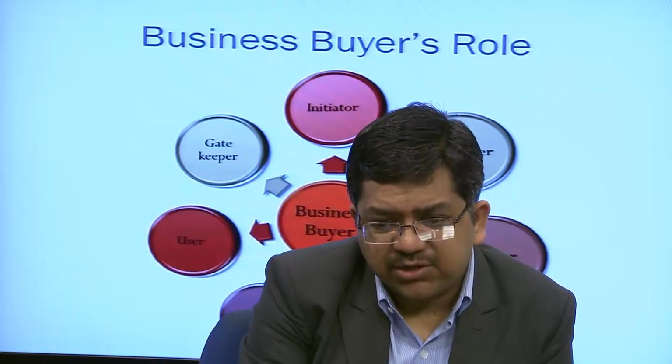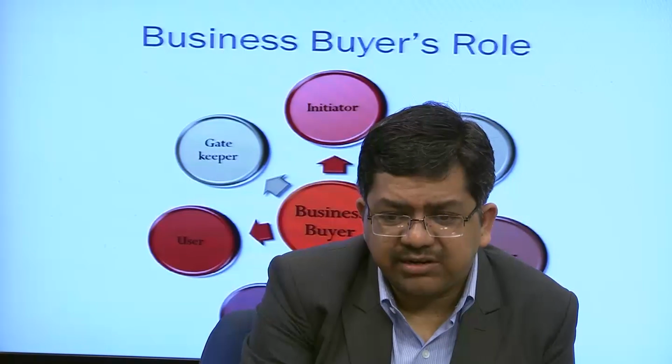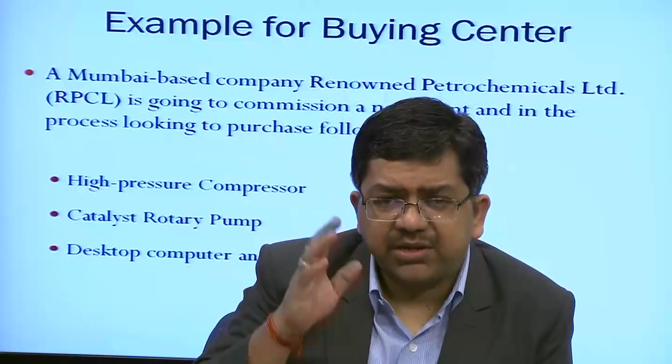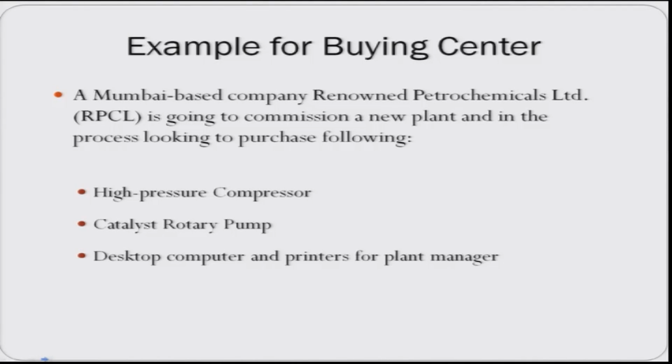So, I have tried to explain this concept of buying center through an example: a hypothetical Mumbai based company, Renowned Petrochemicals Limited, is going to commission a new plant, and in the process is looking to purchase the following equipment and machinery. So, a high pressure compressor, a catalyst rotary pump, and a desktop computer and printers for the plant manager. So, you see they are purchasing equipment for the plant, and they are also purchasing things like a computer and printers for the official work of their plant manager.